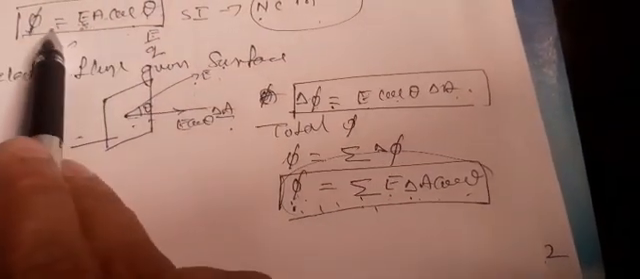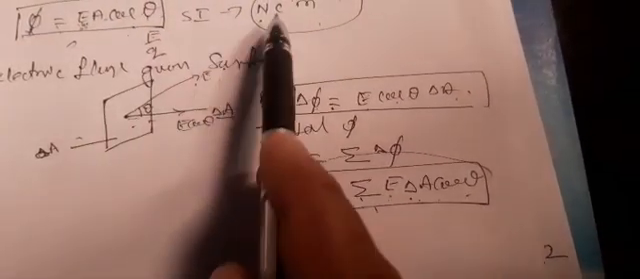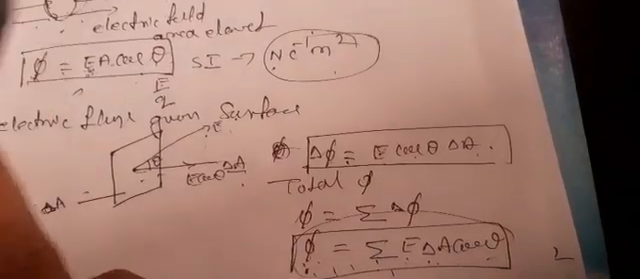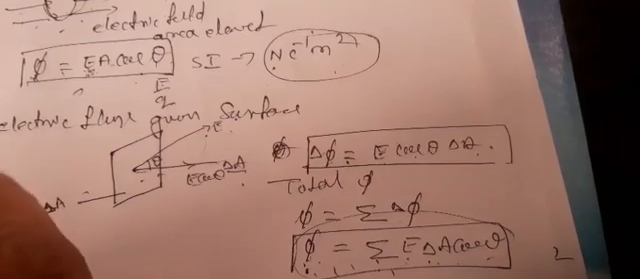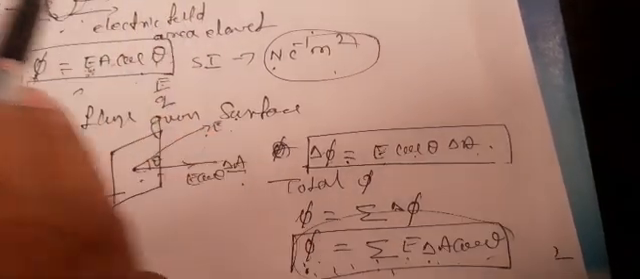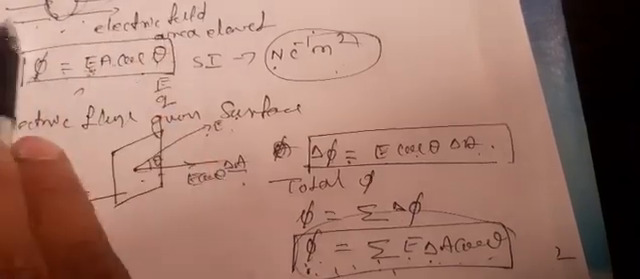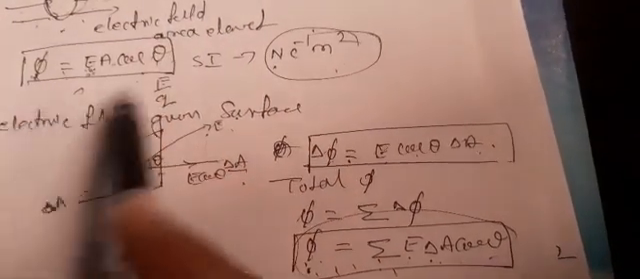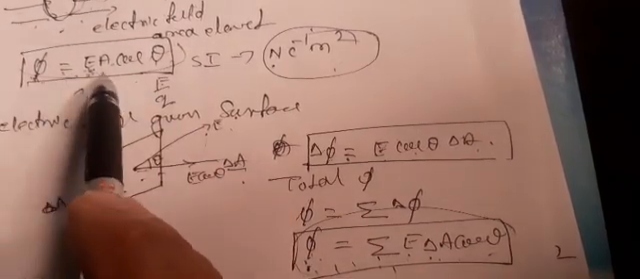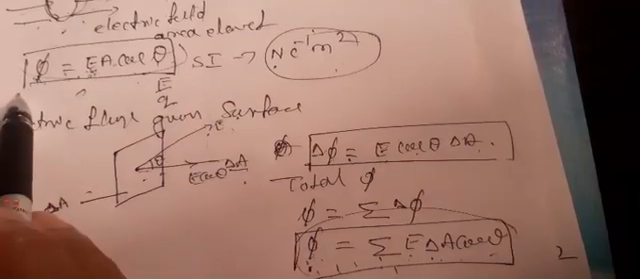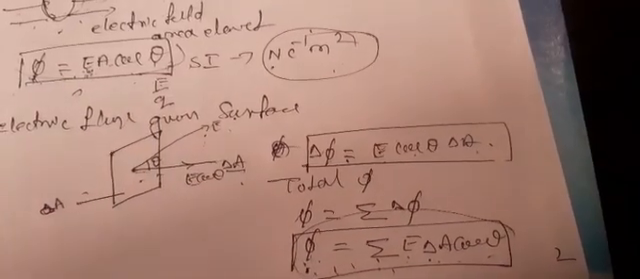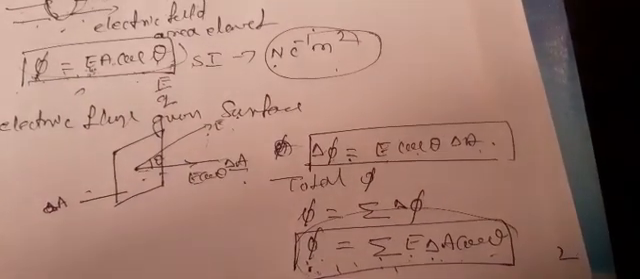The unit of electric flux is Newton, Coulomb inverse, meter square. The definition of electric flux is the product of electric field and area. The electric field direction is taken at an angle, giving cos theta. The equation of electric flux is phi equals EA cos theta. That is the concept of electric flux.